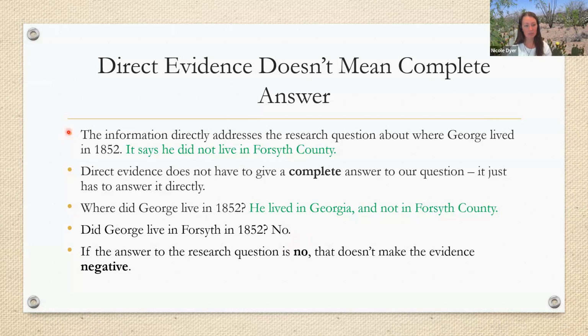So let's go through these. The information directly addresses the research question about where George lived in 1852, and it says he did not live in Forsyth. Direct evidence does not have to give a complete answer to the question, it just has to answer it directly. Where did he live in 1852? In Georgia and not in Forsyth County. Did he live in Forsyth? No, not in 1852. If the answer to the research question is no, that doesn't make the evidence negative. It just means that he didn't live there, and that's the answer to the question.